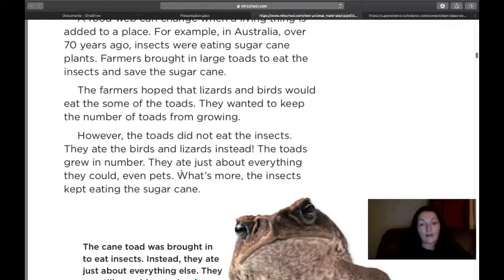However, the toads did not eat the insects. They ate the birds and lizards instead. The toads grew in number. They ate just about everything they could, even pets. What's more, the insects kept eating the sugar cane.